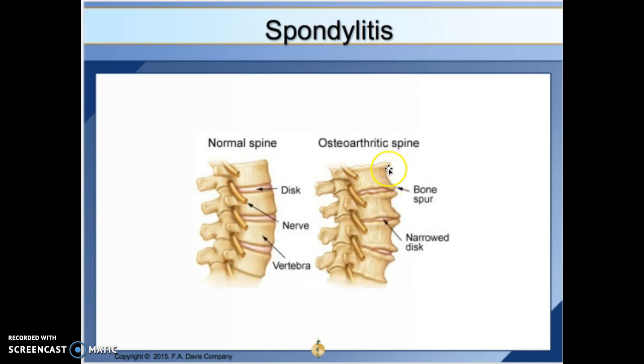Spondylitis is where we have an osteoarthritic spine. So this is an active condition in which the patient is basically developing osteophytes or bone spurs on the vertebral bodies as well as other segments of the spine. The disc is becoming more narrow, and this patient would experience a lot of pain and dysfunction, possibly also instability because of this condition. So again, spondylitis is pretty much synonymous with osteoarthritis in the spine.